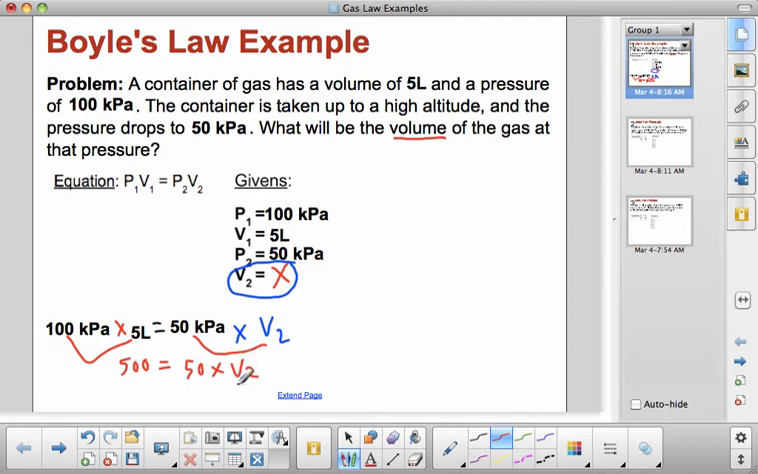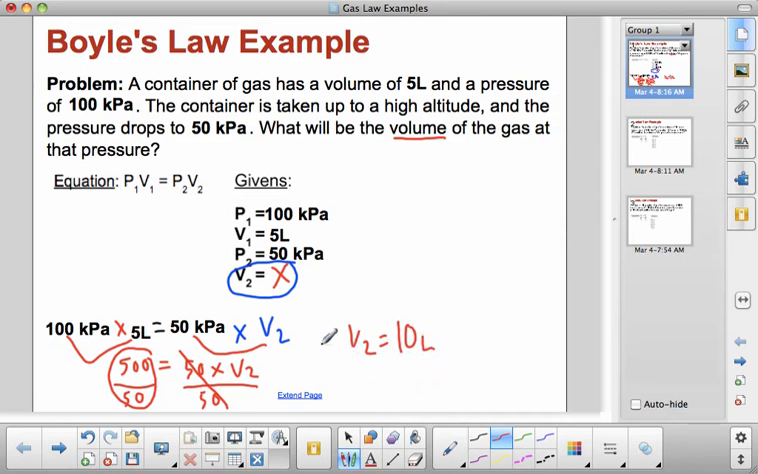If I want to solve for V2, I need to get V2 all alone by itself. Currently, it's being multiplied by 50, so I need to remove the 50 from this side of the equation. If it's being multiplied by 50, we have to do the opposite, which means we divide by 50. If I do that to this side of the equation, I need to do it to the other side as well. So we're going to divide both sides of the equation by 50. The 50 will cancel out on this side, and then I can do the math over here. 500 divided by 50, my V2 will then be 10 liters.